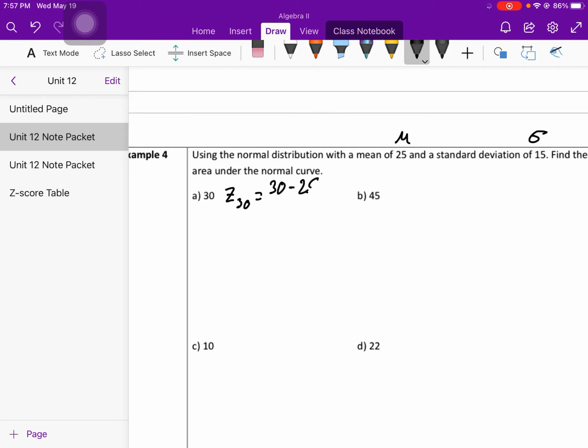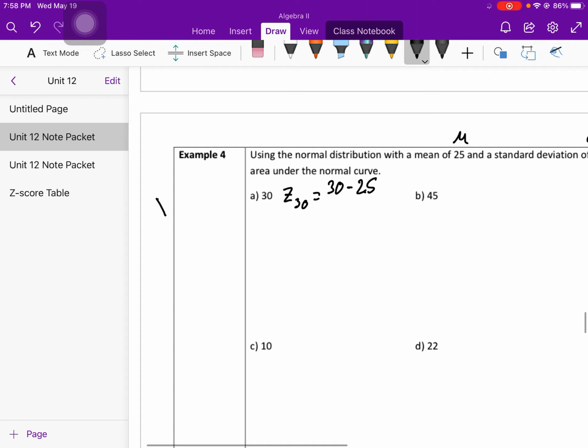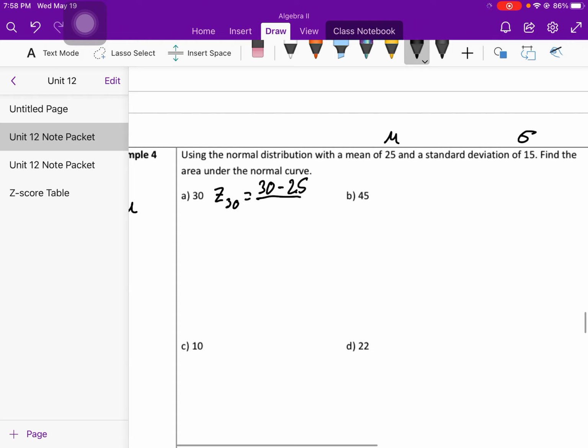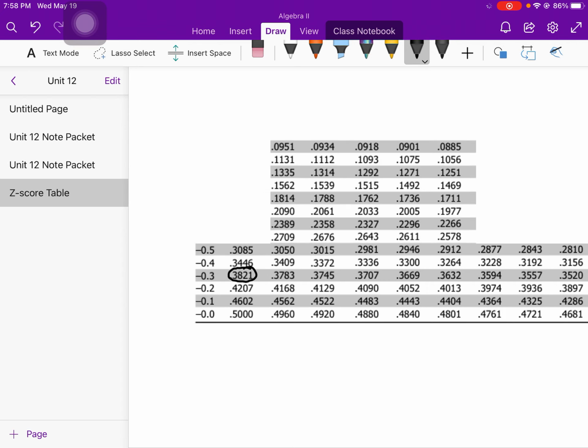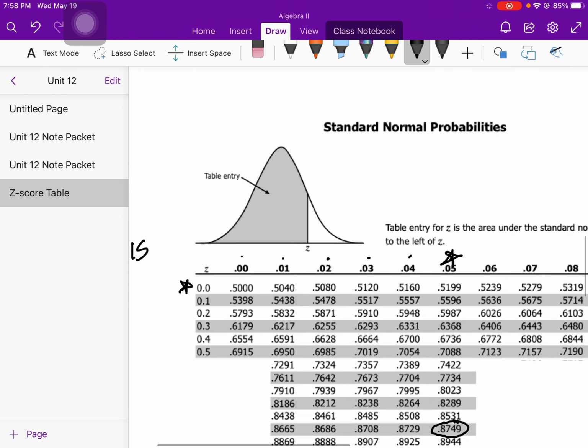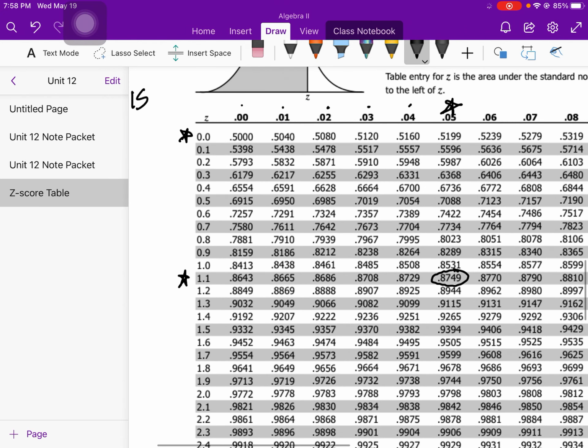So 30 minus 25. I should probably write the formula off to the side here: x minus mu divided by sigma is our z. And sigma in this case was 15. So if you type that into your calculator, I already have it typed out, it comes out to 0.33. Then we go to our z-score table. We're going to find positive 0.33.